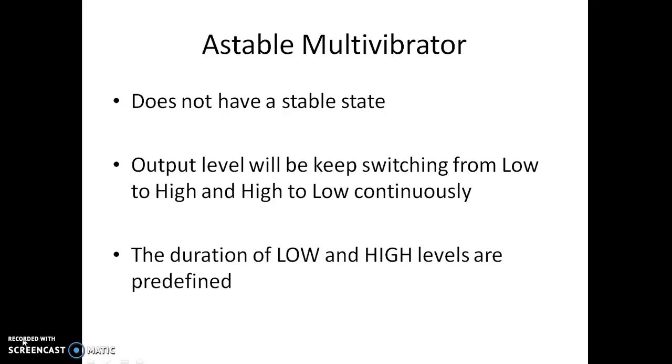Astable multivibrator does not have a stable state. The output level will keep switching from low to high and high to low continuously for a specified duration. The duration of the low and high levels is predefined. That is, the on time and off time are predefined using the values of resistors which are connected external to the triple timer.